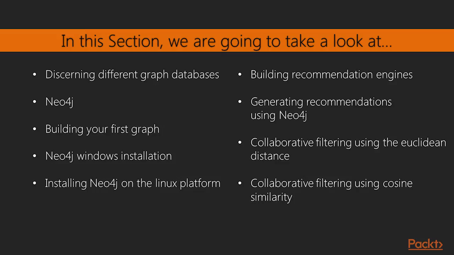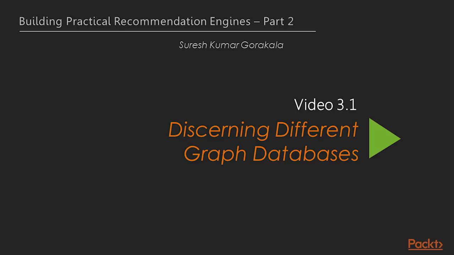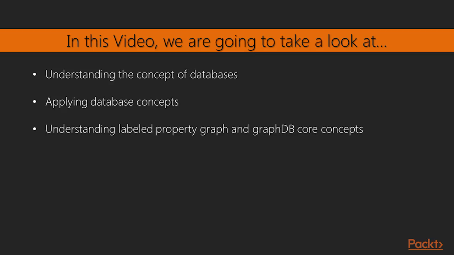We'll also look at collaborative filtering using the Euclidean distance and cosine similarity. So, let's start with the first video, discerning different graph databases. In this video, we'll understand the concept of databases and where to apply them. We'll look at labelled property graphs and also understand graphDB core concepts.